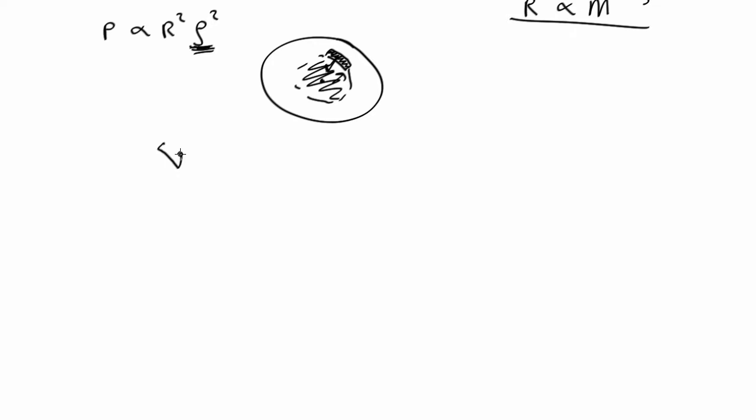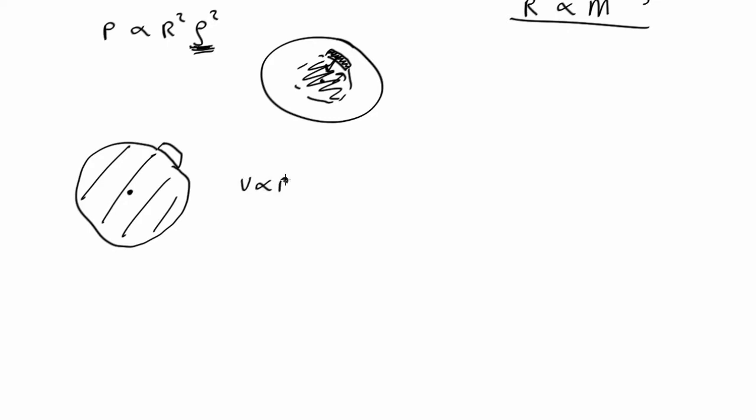Take our slab again, and you've got the region further inside that's pulling on it. The volume of the region further inside, volume is proportional to r cubed, and therefore the mass is proportional to r cubed. So you'd expect, as your slab went out, the mass that's pulling it down goes as r cubed.